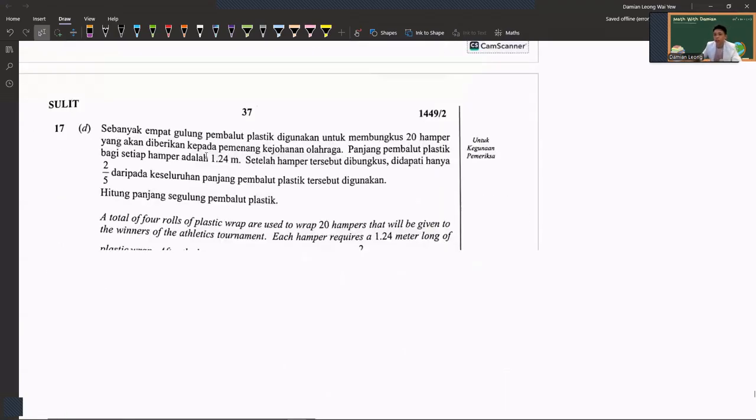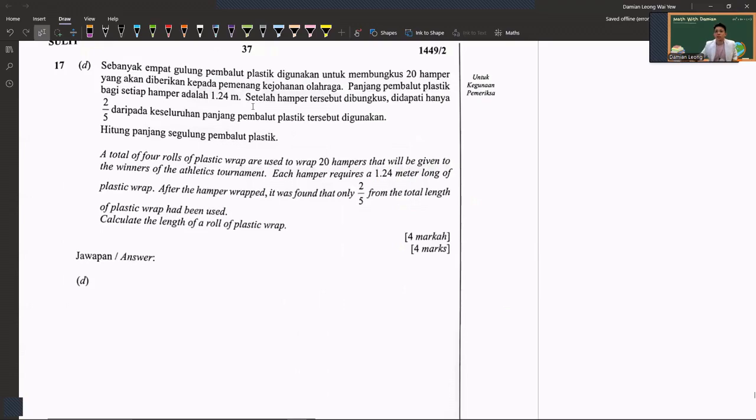Okay, part D. A total of 4 rolls of plastic wrap are used to wrap 20 hampers that will be given to the winners of the athletics tournament. Each hamper requires 1.24 meters long of plastic wrap. After the hamper wrap, it was found that only 2 over 5 from the total length of plastic wrap has been used. Calculate the length of a roll of plastic wrap.